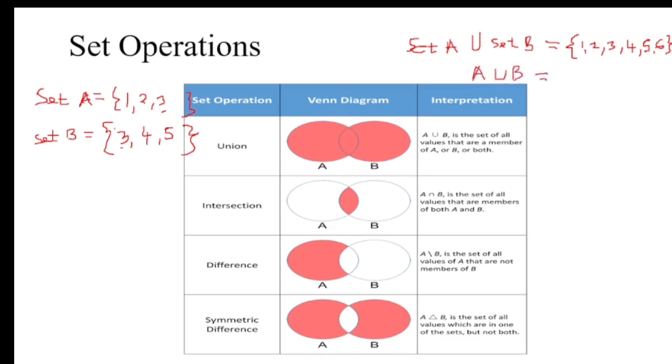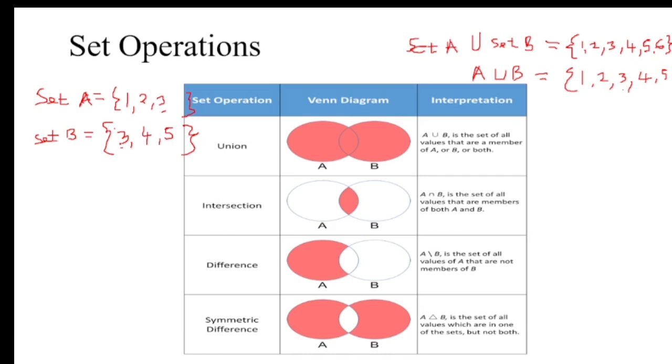So this will return all the values that are members of set A or P or both. What we'll have? We'll have 1, we'll have 2, 3, we'll have 4, and then we'll have 5. So we use 3 only once. We don't repeat 3 two times. That is in the case where we have a value that's appearing in both set A and set B, right? So that is for the union operation.